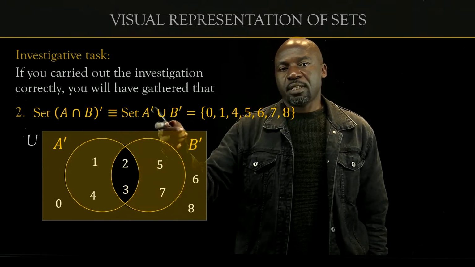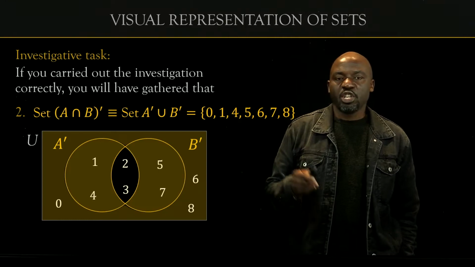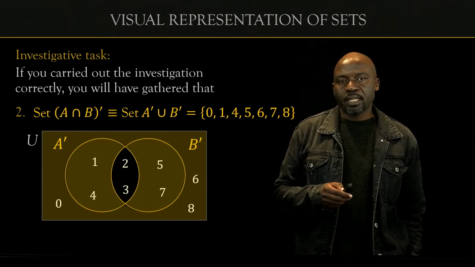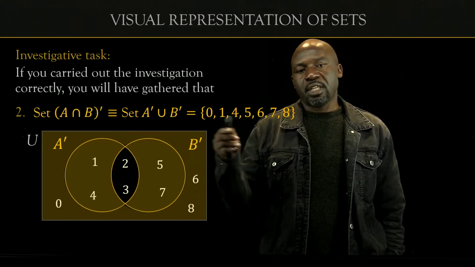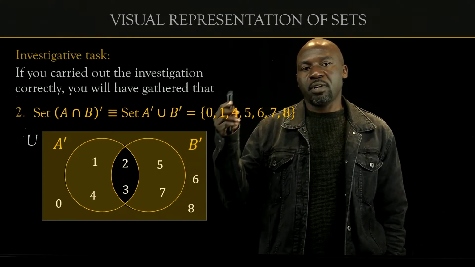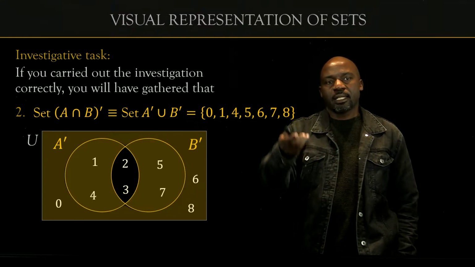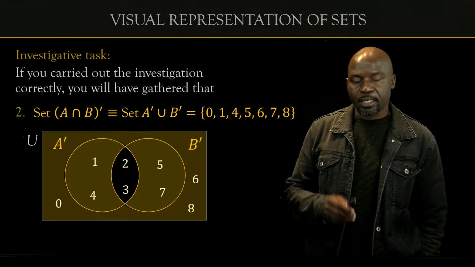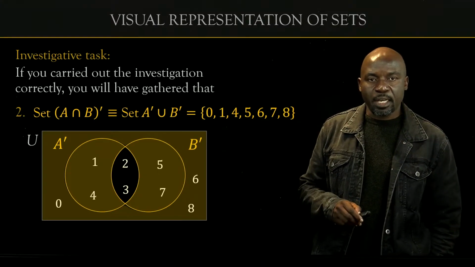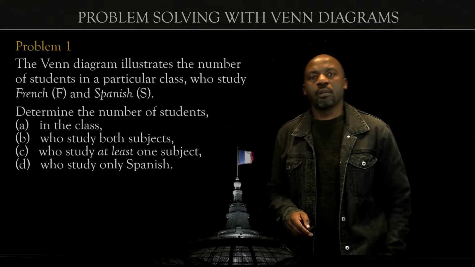It turns out to be the same as A complement union B complement. So outside A together with outside B. Everything outside A added to everything outside B. And that gives us that set of elements. Please be sure you understand this in case somebody brings it out in a test or in an examination. All right, we can move on.